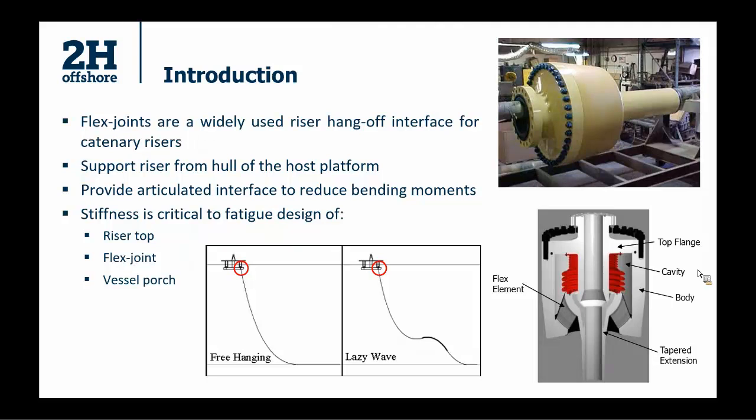The figure at the lower right on this slide shows the interior components of the flex joint. The flex joint stiffness is mainly from the flex element on the lower part. The flex element is made of alternating layers of elastomer and steel. When the riser rotates, the elastomer elements displace in the shear plane and provide rotational stiffness.